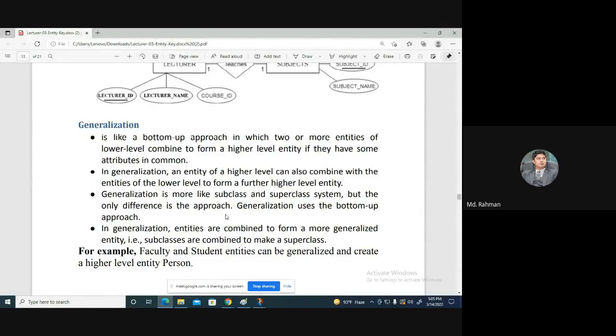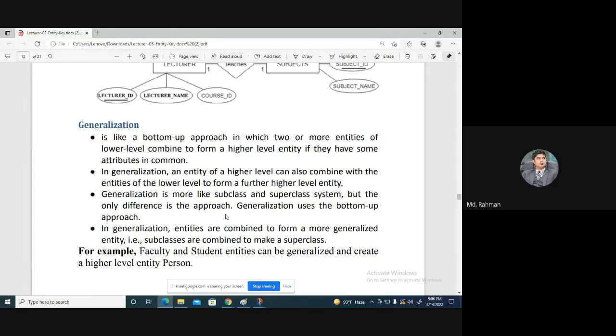Why is it a bottom-up approach? Because it goes from bottom to top. That is the bottom-up approach. A high-level entity can be formed if the lower-level entities have some attributes in common, otherwise it is not possible. Because some attributes are common. Think of a person: a name, an age. If you think of a person, suppose a teacher, then a teacher also needs a name and age, or if it is a student, they also need a name and age, right? So that's why this is generalization.